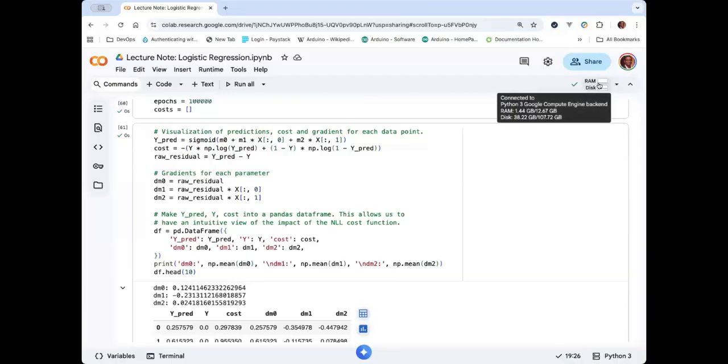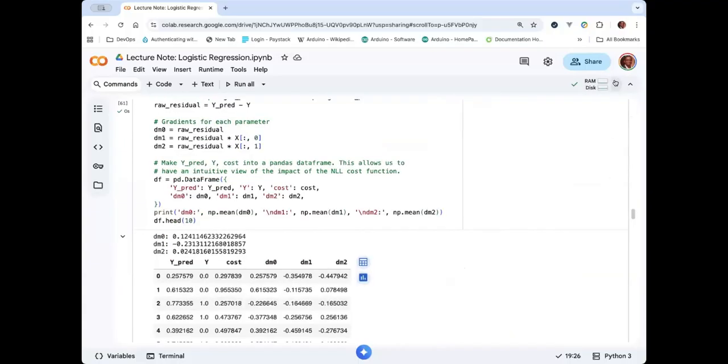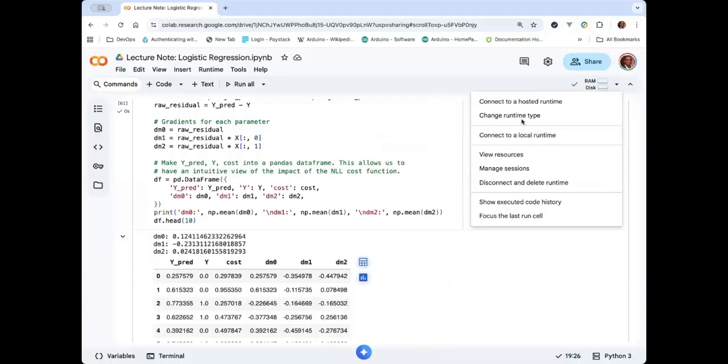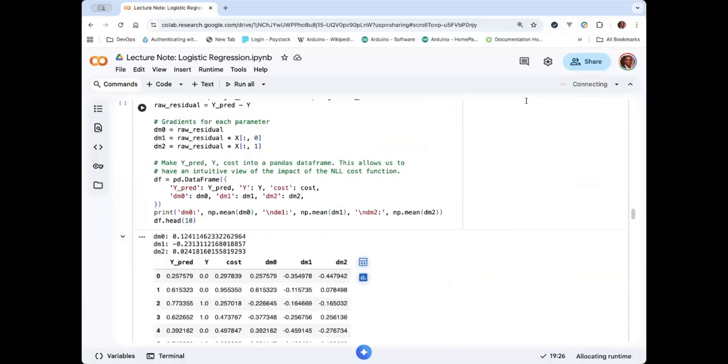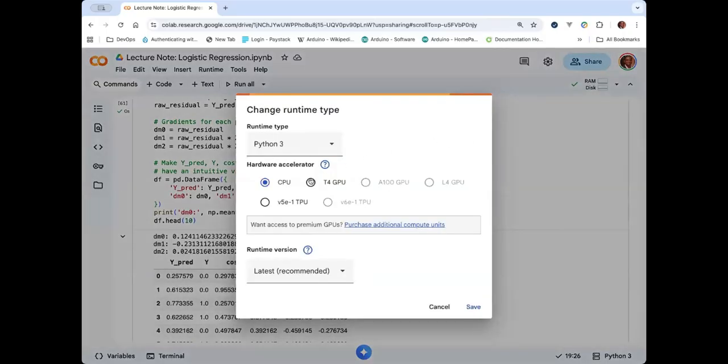You have RAM. This is a show of your metrics, how much capacity you are taking. So system RAM, this is what I'm consuming. Disk, this is what I'm consuming. Now, I can click on this and I can choose connect to a hosted runtime. Okay, that is connecting to the CPU by default. I want to choose which runtime. So I'm going to select the second option, which says change runtime type. If I click this, you will see this dialog that allows me to choose.